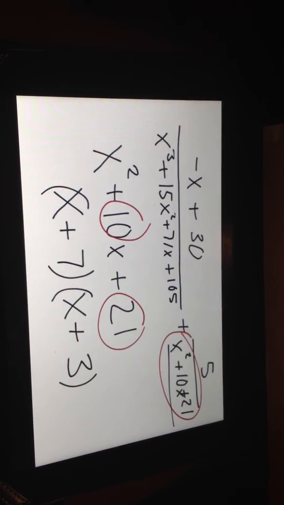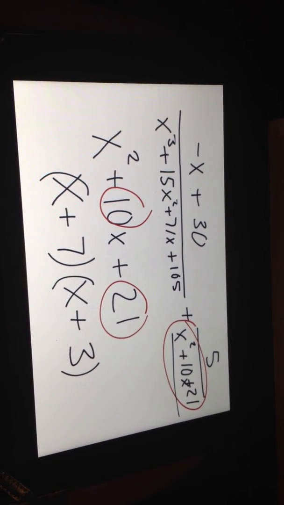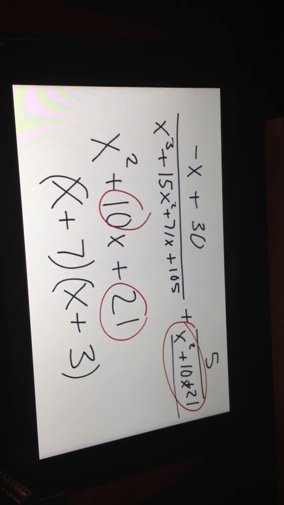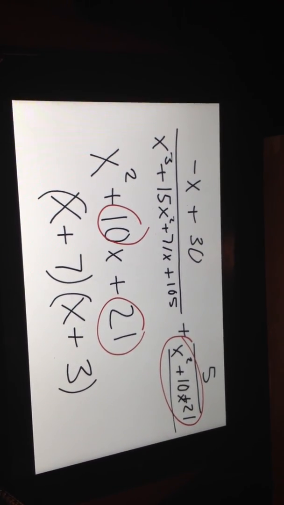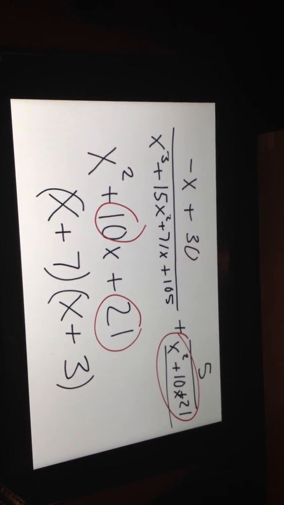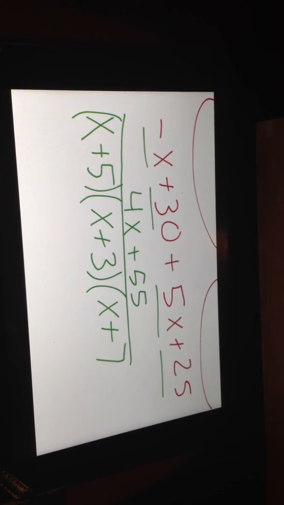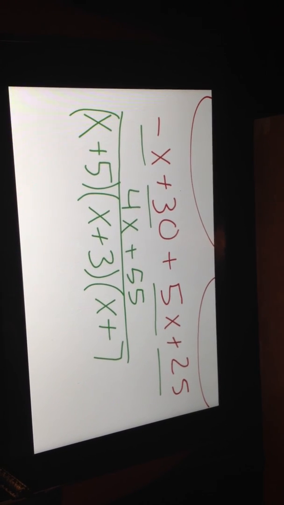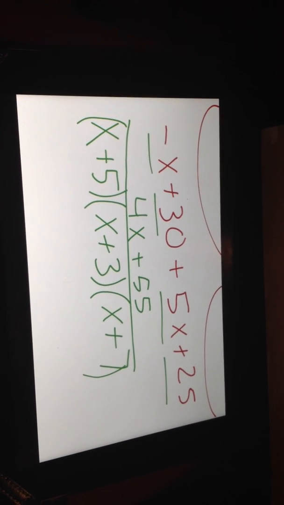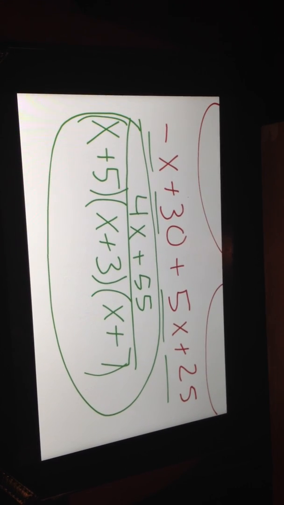So, back to the previous question. What is negative x plus 30 over x cubed plus 15x squared plus 71x plus 105 plus 5 over x squared plus 10x plus 21? Well, the answer is 4x plus 55 over x plus 5 times x plus 3 times x plus 7. And that's how you would add two rationals together.